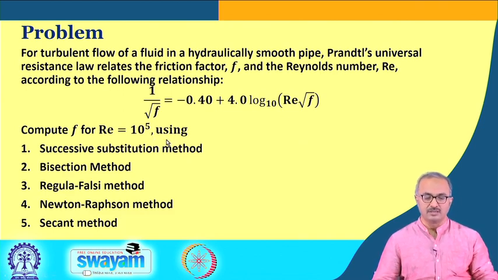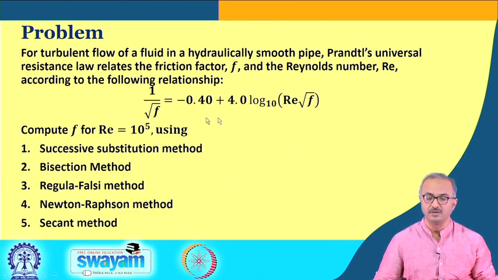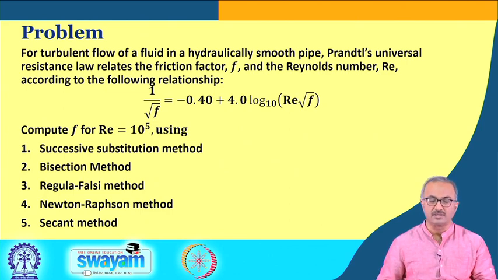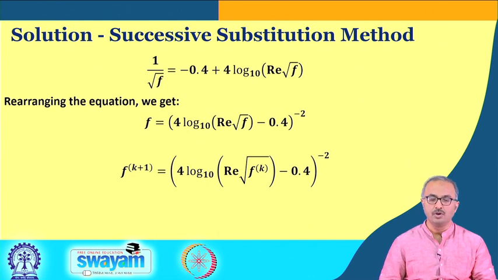Now, here you see that we have to find the value of the friction factor for the given Reynolds number, and we have to use the various methods we have studied so far; each of these methods may be used to find the friction factor. So, let us take each of these methods one by one. First we go with the successive substitution method.